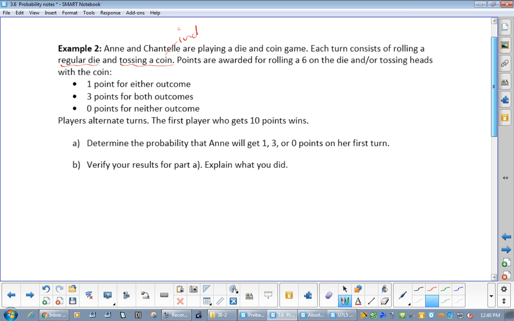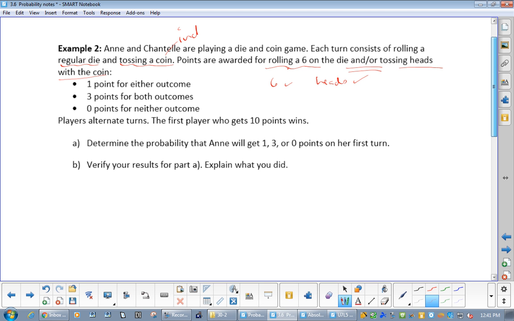Points are awarded for rolling a 6 on the die and/or tossing heads with a coin. So a 6, that's awesome, and heads, that's good. Now, you get 1 point for either outcome. That means I get a 6 and tails, or I get 1, 2, 3, 4, 5 and heads. As long as I get one of these, I get a point. You get 3 points if you get a 6 and heads.